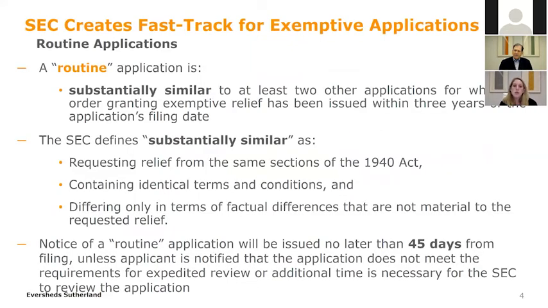In short, if your application is considered routine, the staff will review it and issue a notice within 45 days, which is much faster than the process I just described. To give a little more detail, to be routine, the application has to be substantially similar to 2 other applications that received an order within the last 3 years. And substantially similar is defined as requesting relief from the same sections of the 1940 Act, containing identical terms and conditions, and differing only in terms of factual differences that are not material. There are a few other requirements related to requesting expedited review, but those are the main requirements.